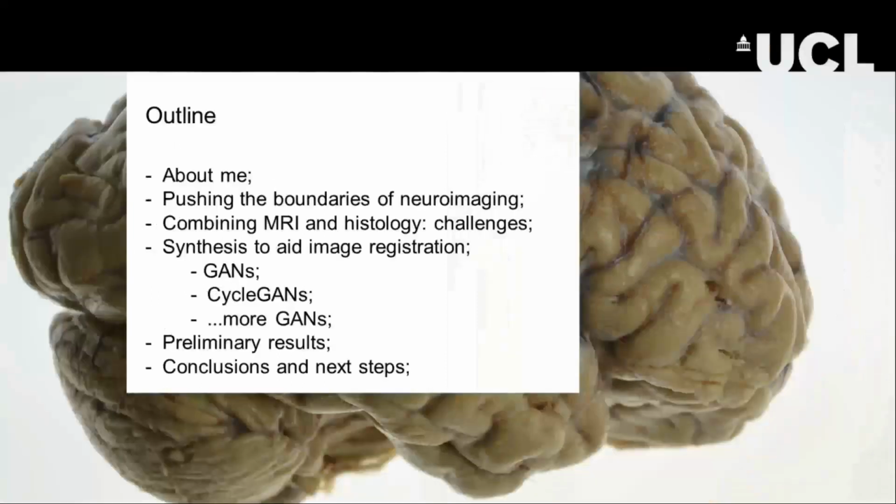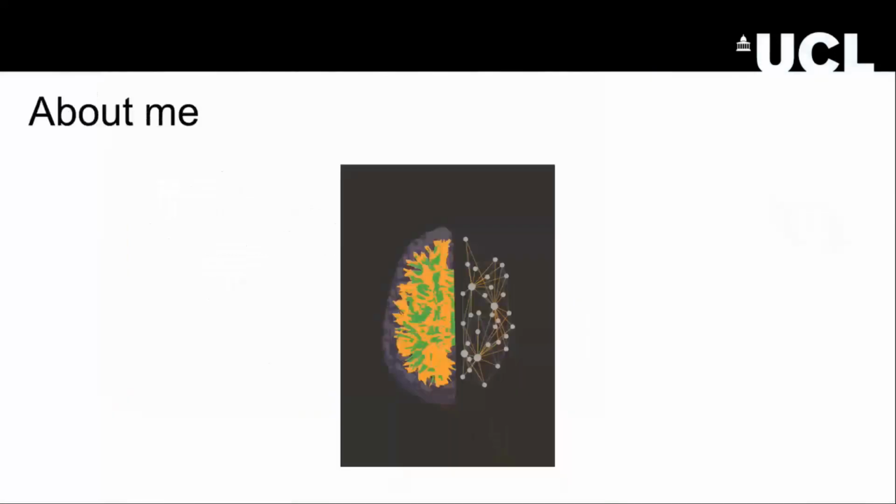Just a brief outline. I will talk just a little bit about me to let you understand why I had the chance and I picked it to work on this, and what are the problems of registering MRI and histology. And then, of course, since we are in the golden era of deep learning, I will talk about GANs, and more GANs. And I will show you some preliminary results. I apologize in advance if they will be just qualitative results. The quantitative will arrive soon.